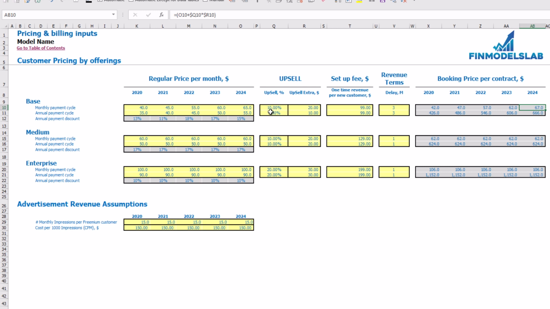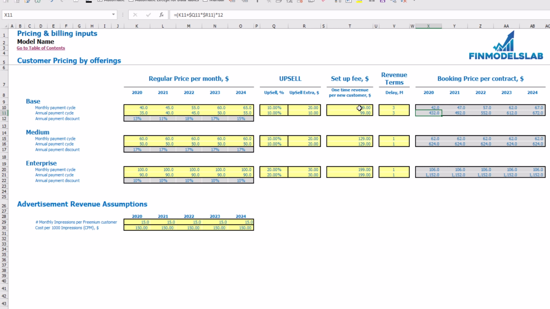If you don't need this upsell, you can just clean this and you will not have any upsell. For the annual payment cycle, the booking price per contract will be, in this case, the monthly price multiplied by 12, which is $35 multiplied by 12 will be $420, 480, 540, 600 and 660. Imagine you need upsell, 10% will pay you an additional $10, which will add $1 per month, 10% of $10, and this $1 multiplied by 12 will give you an additional $12 for each booking price per contract for each year.